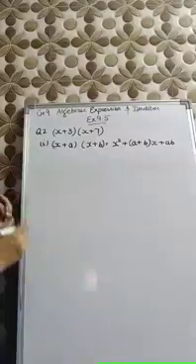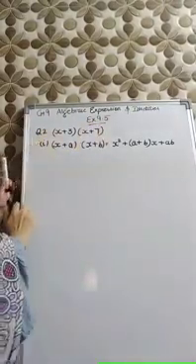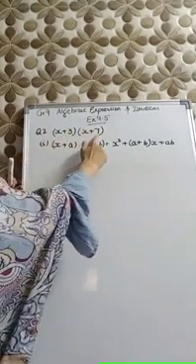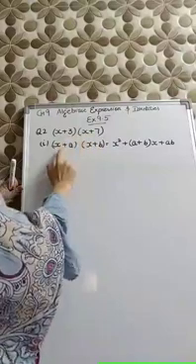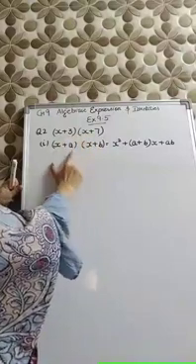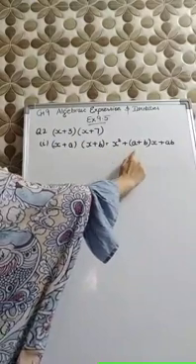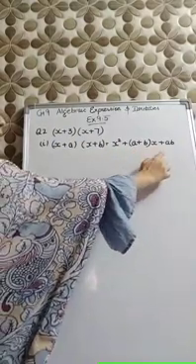Morning everyone. Today we are going to start exercise 9.5 question number 2. This is your first part, (x + 3)(x + 7). In this we are going to use the fourth identity, that is (x + a)(x + b) = x² + (a + b)x + ab.